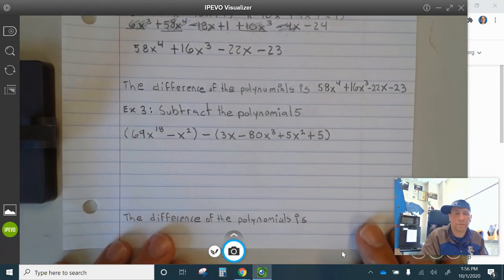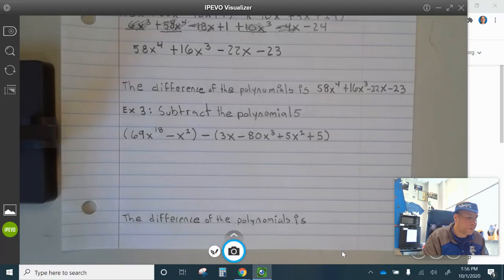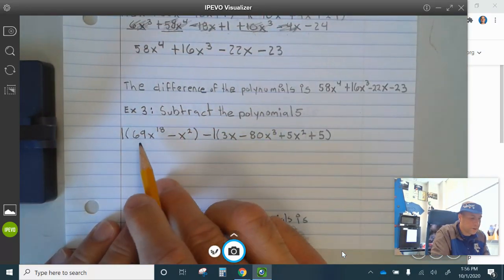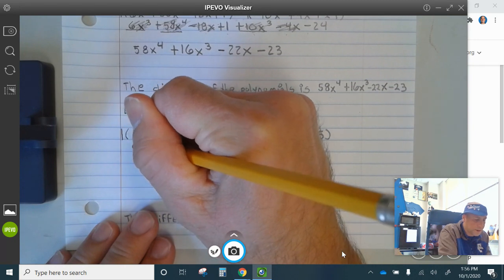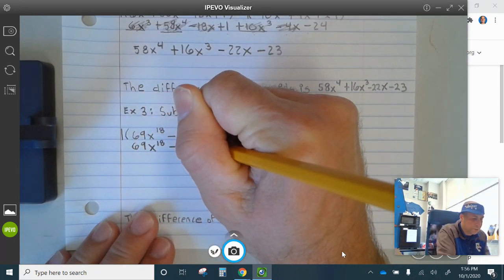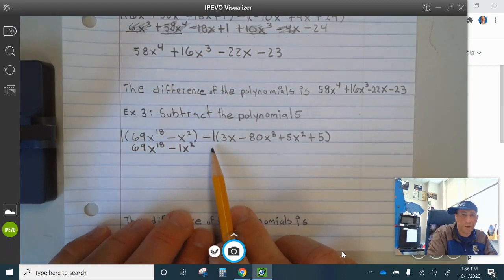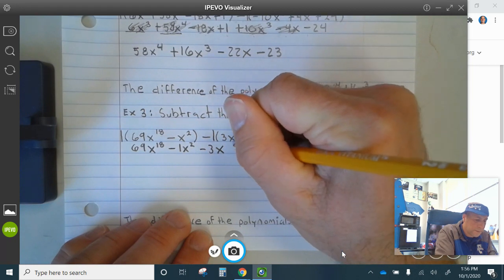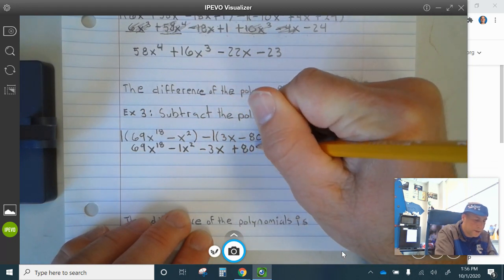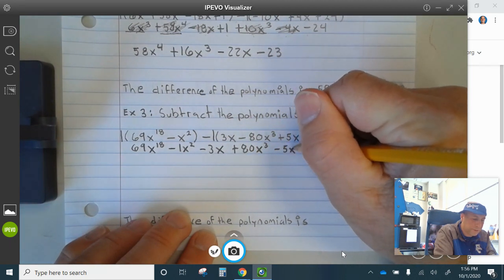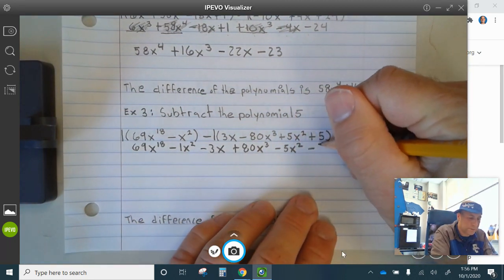All right, example 3. Subtract the polynomials. Okay, so we're going to put a 1 in front of here, 1 in front of here. This is just 69x to the 18th minus 1x squared. But now we have to multiply everything here by -1. So -1 times 3x is -3x plus 80x cubed minus 5x squared minus 5.